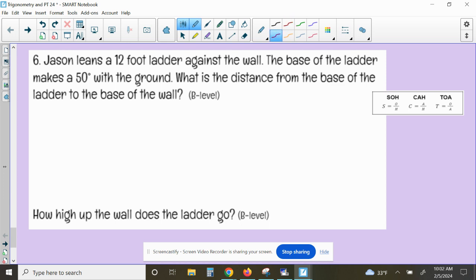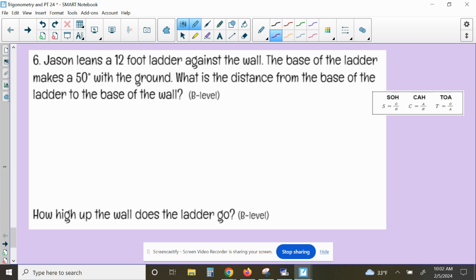Okay, so Jason leans a 12-foot ladder against the wall. The base of the ladder makes a 60-degree angle with the ground. What is the distance from the base of the ladder to the base of the wall?